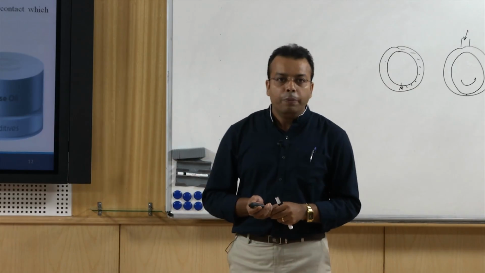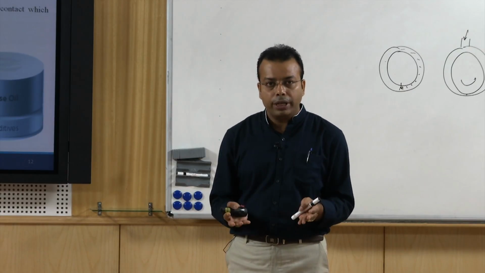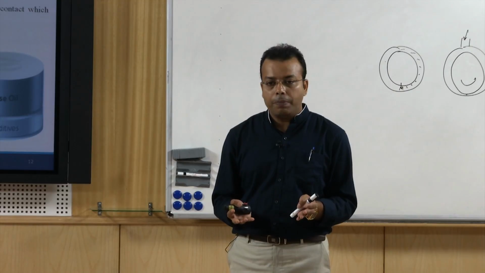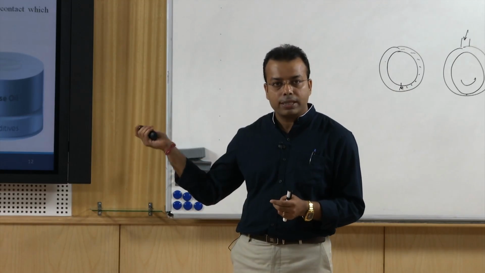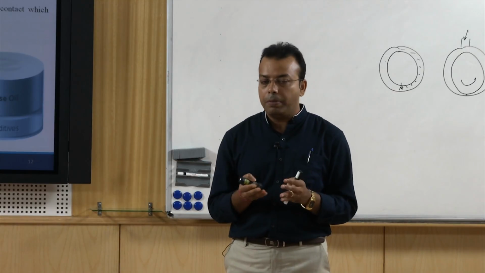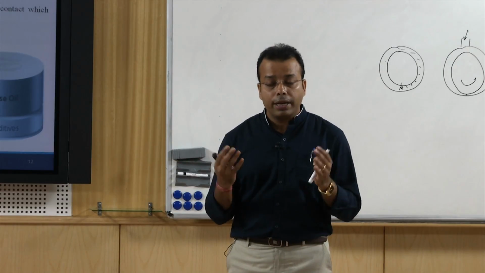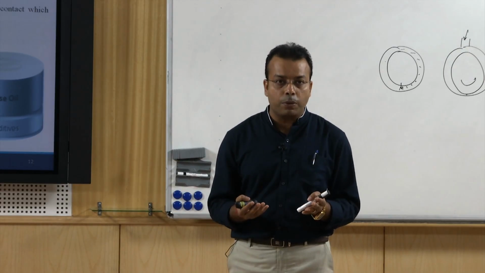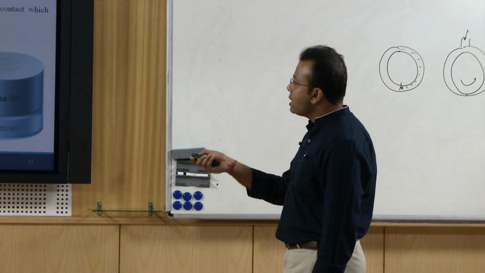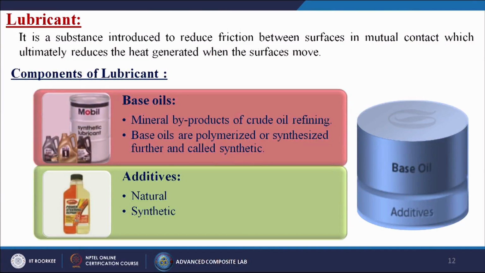Next one is called the lubricant. So, till now we have been talking about the lubrication system. That by which we are lubricating the machines is known as the lubricant. The lubricant may be in solid form or liquid form, and nowadays we are using lubricant in gaseous form too. It is a substance introduced to reduce friction between surfaces in mutual contact, which ultimately reduces the heat generated when the surfaces move.